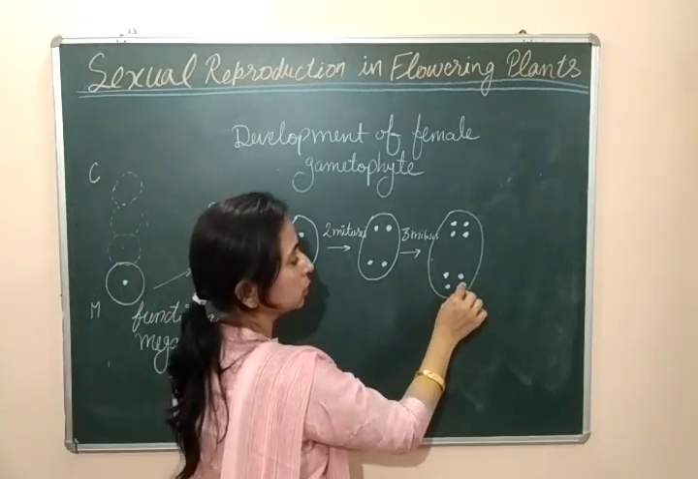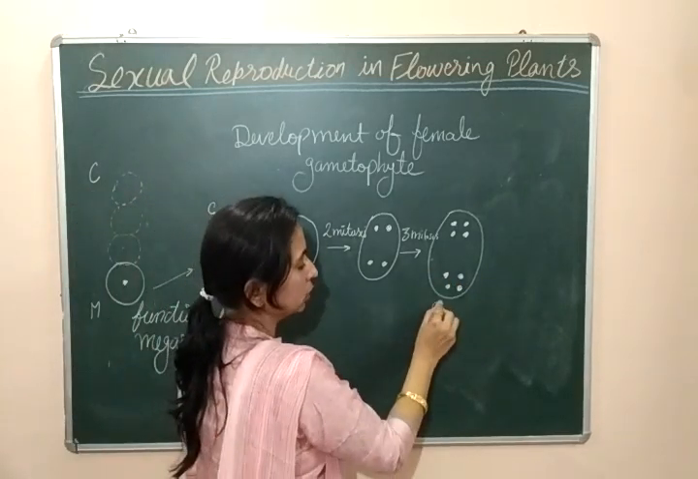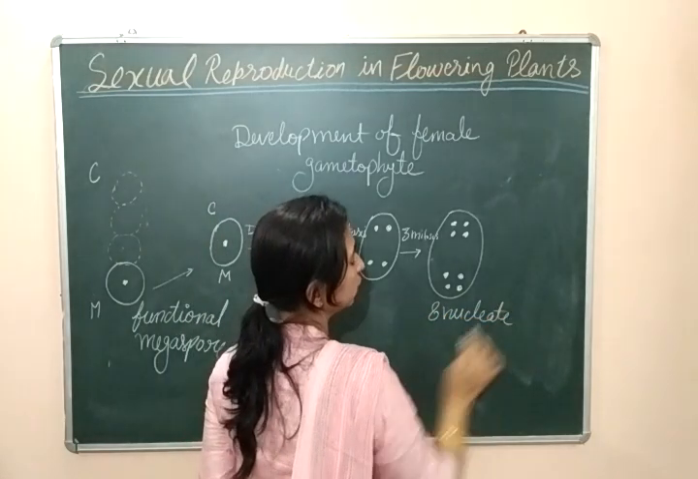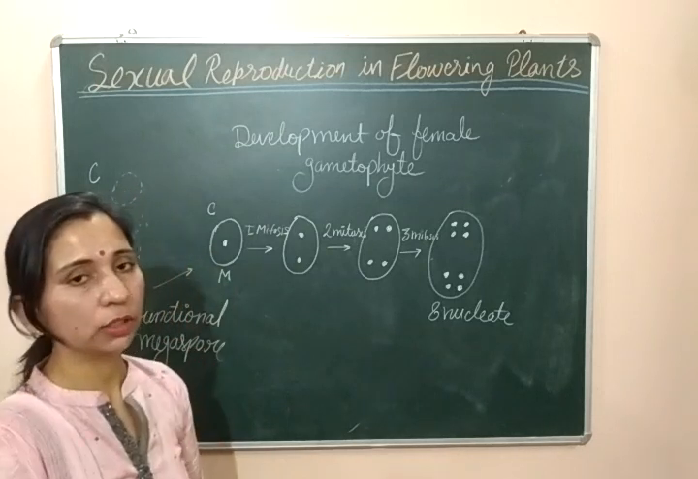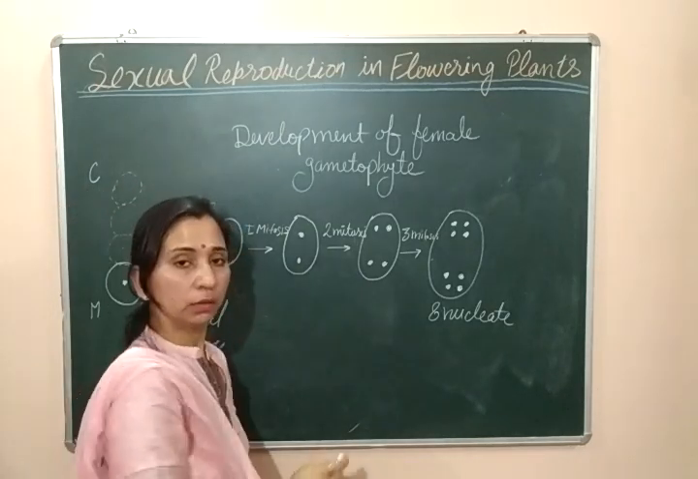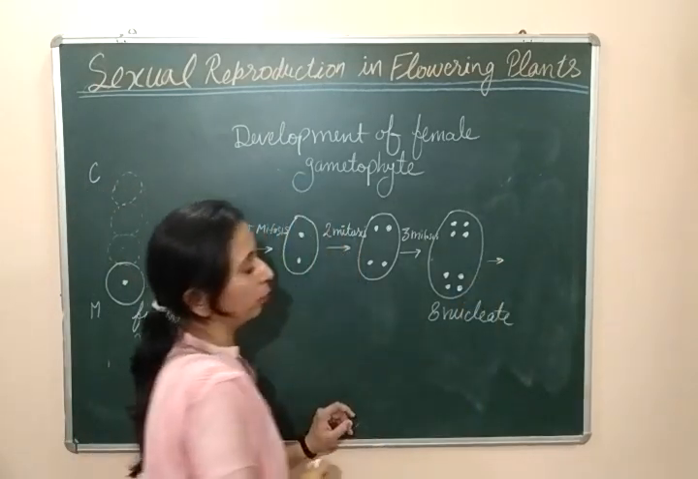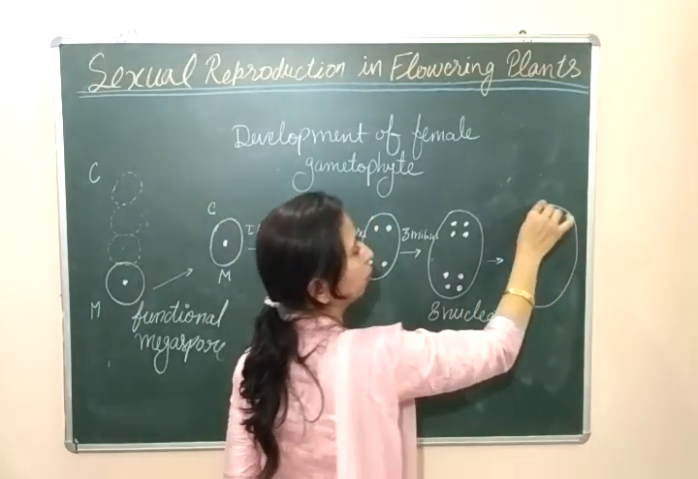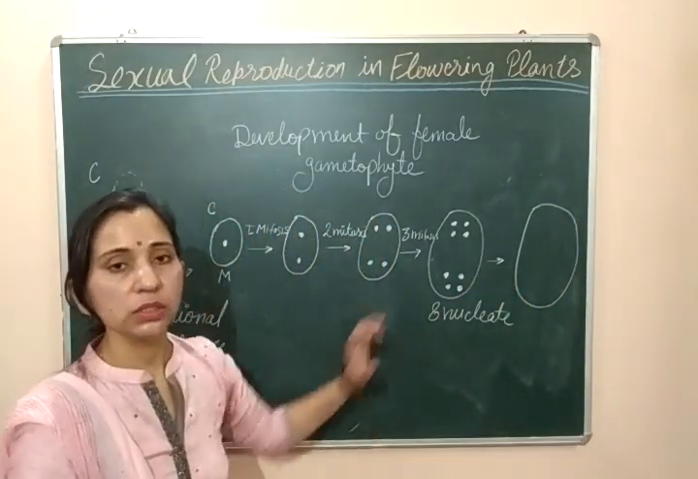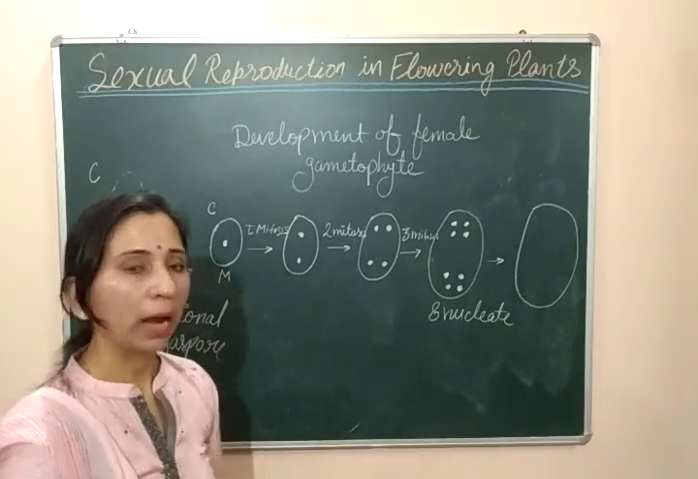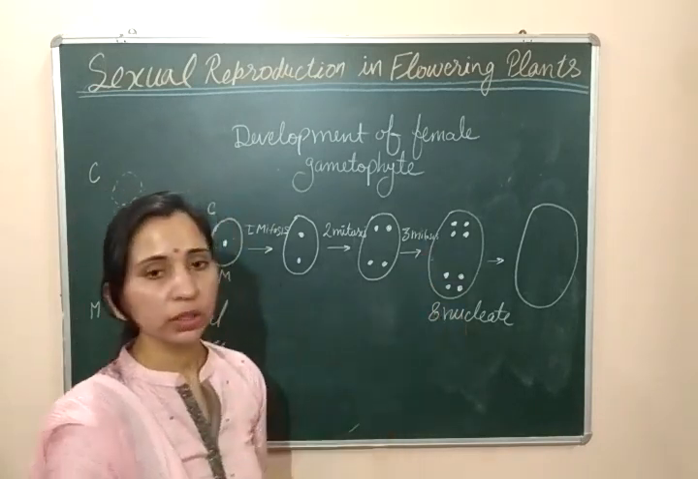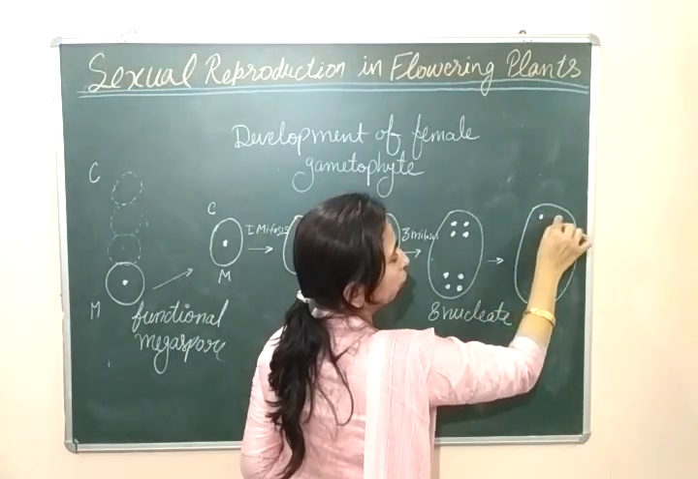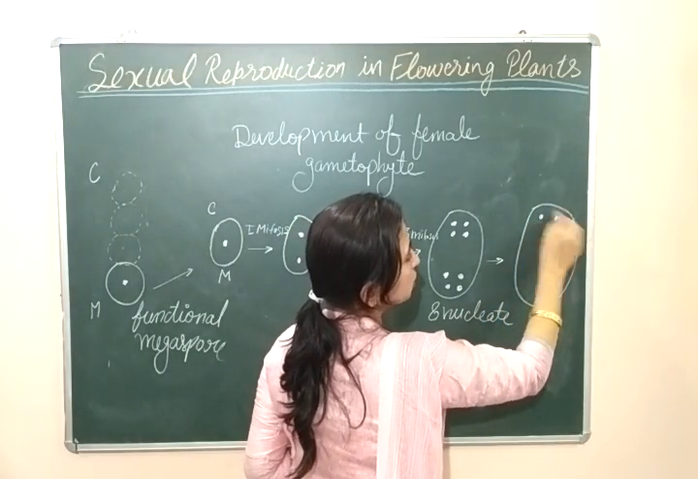Cytokinesis will take place now. But let's see what happens when this structure is formed. It is now an 8-nucleate structure in which 8 nuclei are present, so it is known as an 8-nucleate structure. After the formation of the 8-nucleate structure, cell wall formation will start, and these nuclei will arrange in a proper manner. Out of these 8 nuclei, 3 nuclei will come together and form cells.